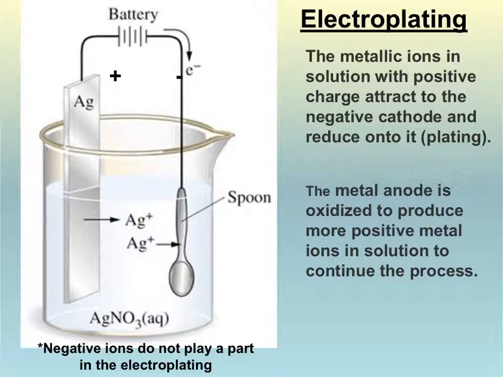Only the metallic ions in the solution are going to be attracted to the cathode and are going to reduce onto it, plating it. The metal anode is going to oxidize, so lose electrons, putting metal ions into solution in the one cell, basically replacing the metal ions that were reduced onto the spoon in this particular case. So it allows the process to continue. Negative ions do not play a part in electroplating other than just maintaining the neutrality of the solution.